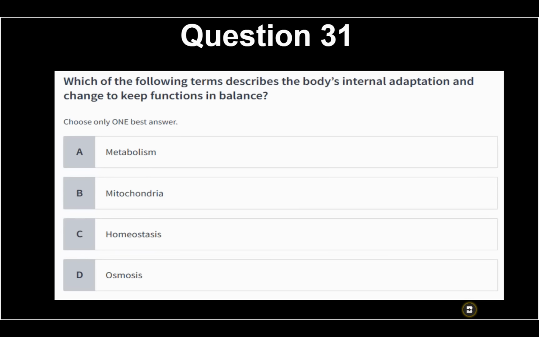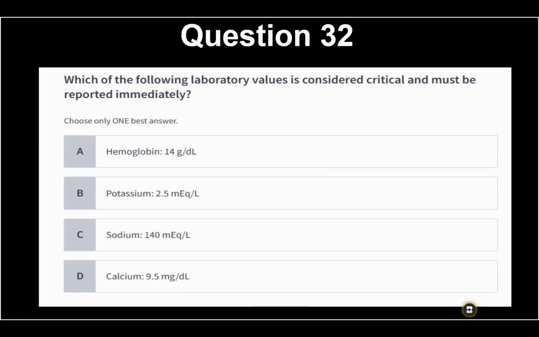Question 32. Which of the following laboratory values is considered critical and must be reported immediately? A, hemoglobin level of 14, B, potassium of 2.5, C, sodium of 140, or D, calcium of 9.5. If you said B, a potassium of 2.5, then you are correct.